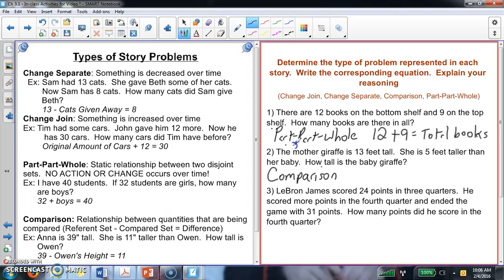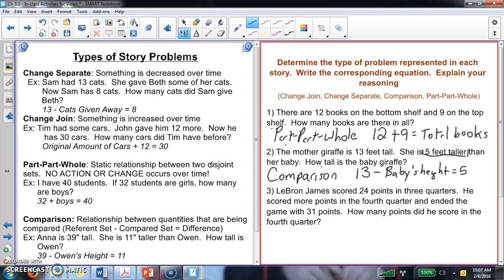Now I want to look at how do they set this up. If I look at my example, I take the reference set, the compared set, and the difference is going to be what they're equal to. So the referent in this case is the mother giraffe. She's 13 feet tall. The next number is 5 feet taller. That's the difference between the mother giraffe and what she's being compared to, the baby. So in this case, the baby's height goes here, which I do not know, and I know that difference is 5.